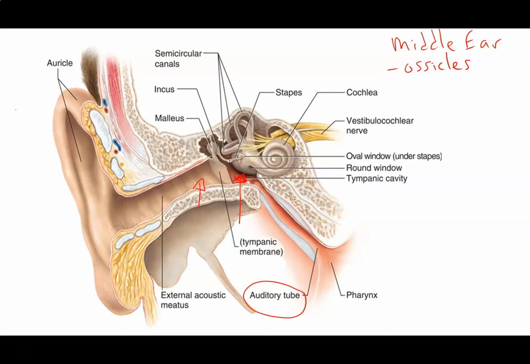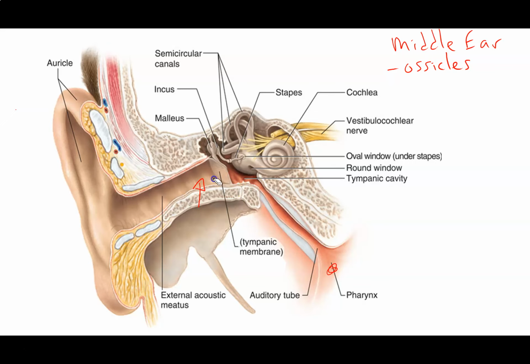The auditory tube, also sometimes known as the pharyngeotympanic tube, because it goes from the pharynx to the backside of the tympanic membrane, is a passageway that allows air to move from the pharynx, which you can think of as your throat, into the chamber or space of the middle ear.